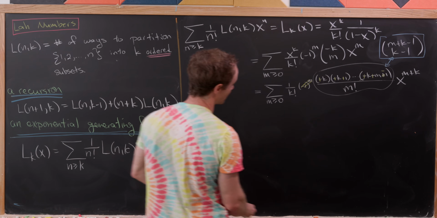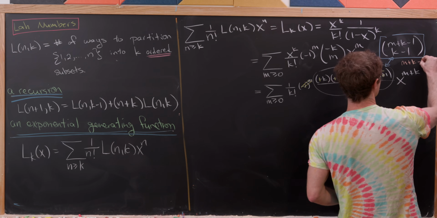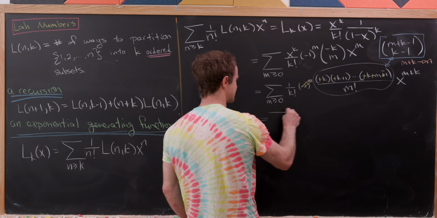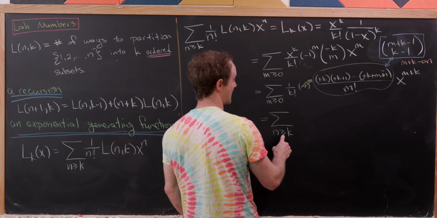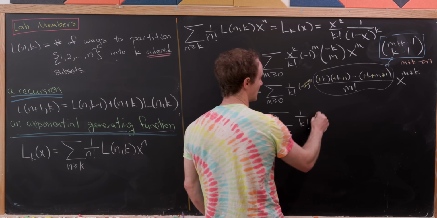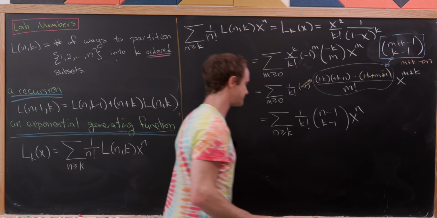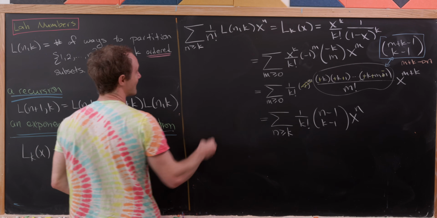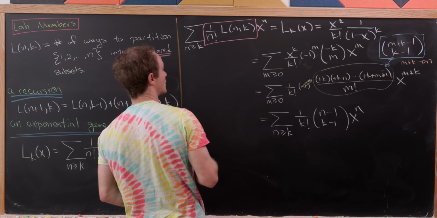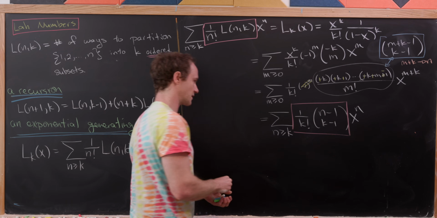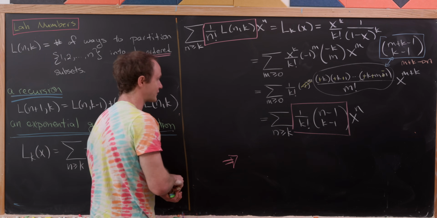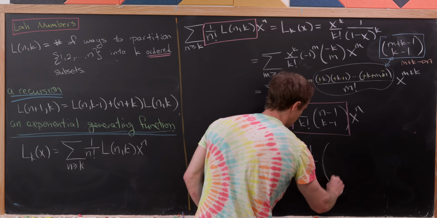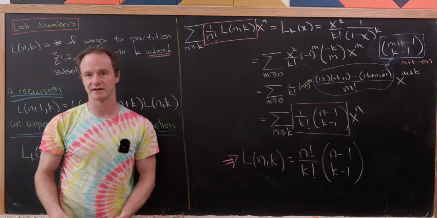Now I'm going to re-index this thing, and then I'll be home free. I'll take m plus k and set that equal to n. In other words, m equals n minus k. That means we're going to have the sum as n is bigger than or equal to k of 1 over k factorial, and then n minus 1 choose k minus 1, x^n. But check it out. Now we've got a series in n with x^n on the left-hand side and the right-hand side. That means the coefficients have to be the same. So we've got this 1 over n factorial, L(n,k), has to be the same as this 1 over k factorial, n minus 1 choose k minus 1. In other words, after moving some things around, we have our Lah number L(n,k) is equal to n factorial over k factorial, times the binomial coefficient n minus 1 choose k minus 1. And that's a good place to stop.